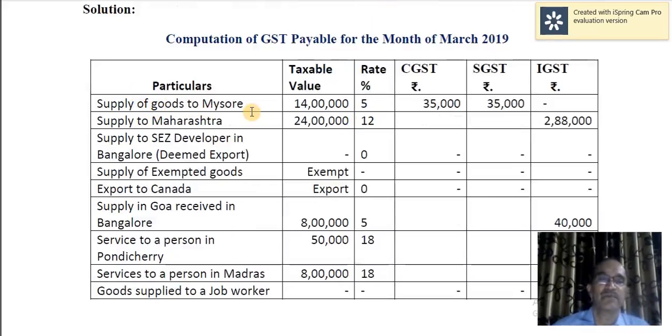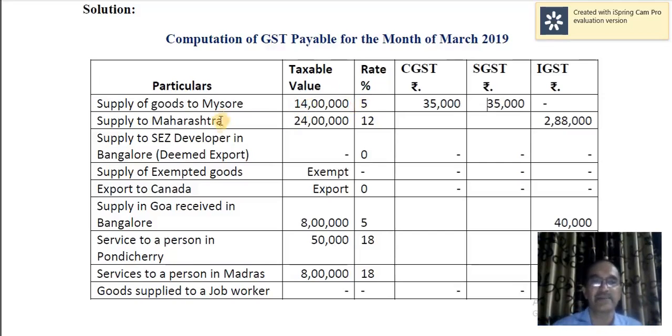Supply of goods to Mysore, I told you that is an intra-state transaction. So CGST and SGST are to be calculated, and 5% is divided into 2 equal proportions, that is 2.5 and 2.5. 2.5 percentage is applied on 14 lakhs, so you will get 35,000, and here 35,000, totally 70,000, which is equal to 5% on 14 lakh.